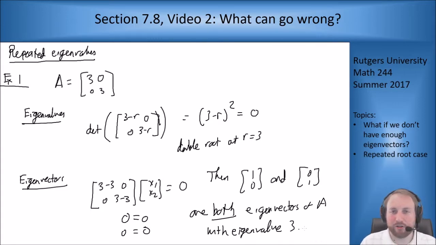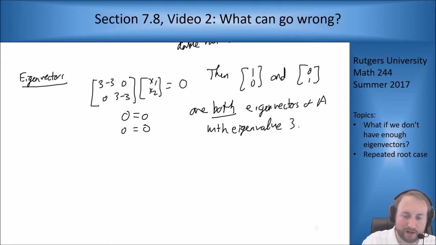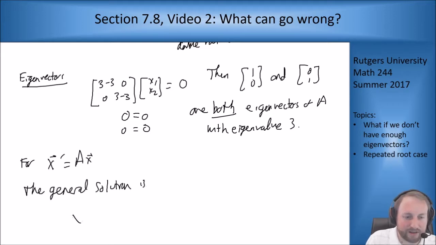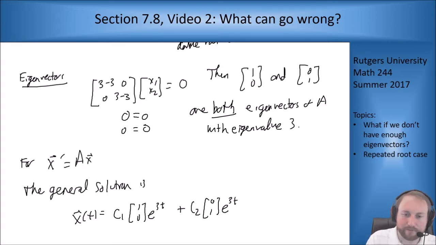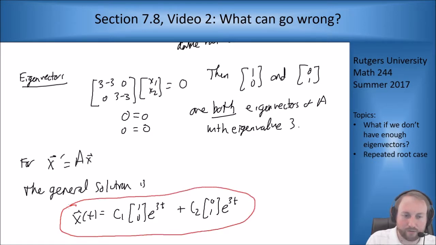Now I have two eigenvectors for my matrix with the same eigenvalue. What that means is I can write that into a general solution because I have two different eigenvectors. So for the problem x prime equals A times x, where A is that matrix up there, the general solution is x of t equals c1 times (1, 0) e to the 3t plus c2 times (0, 1) e to the 3t. And since I had two eigenvectors for this eigenvalue, we are all set.